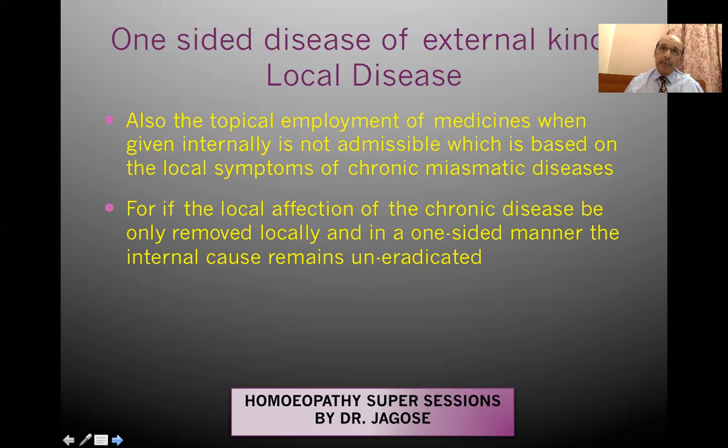So whatever local symptoms are there, they are because of the miasms which are being activated in the interior of the person or the interior of the organism. For the local affection of the chronic disease, if we only remove it locally and in a one-sided manner, the internal cause remains uneradicated. I've already told you that if you apply a local ointment or some local medicine on the local disease, naturally it will be removed locally, or prematurely removed in a one-sided manner. One-sided manner meaning what? Only the external lesion will disappear and the internal cause still remains active, or the internal cause remains uneradicated.